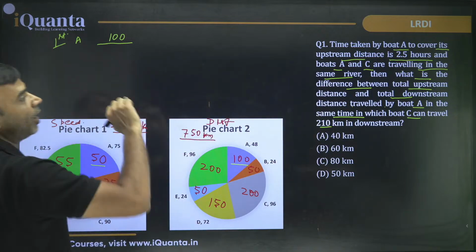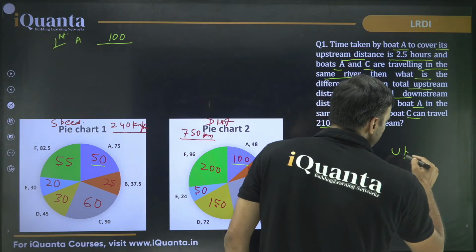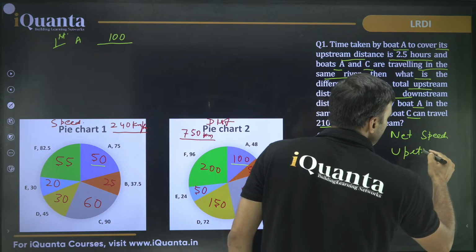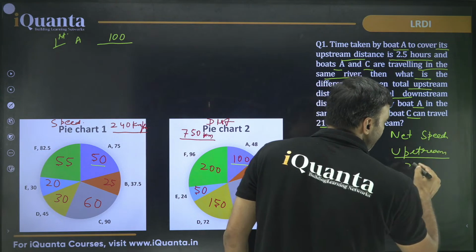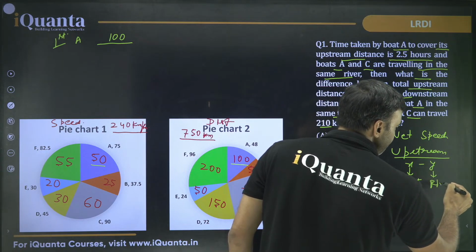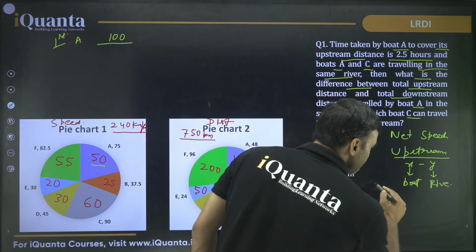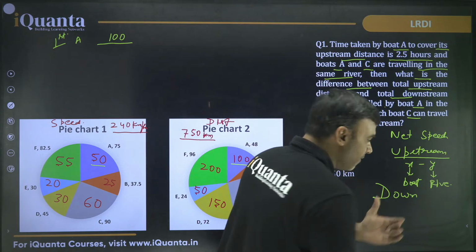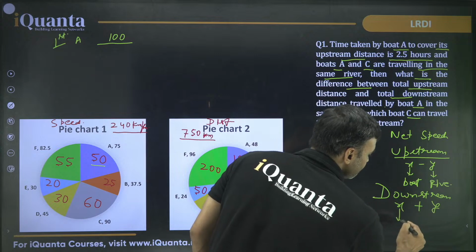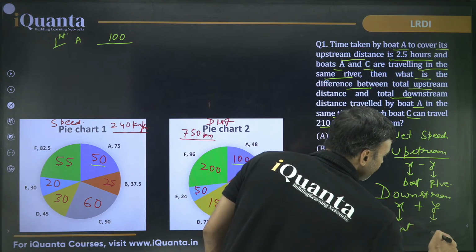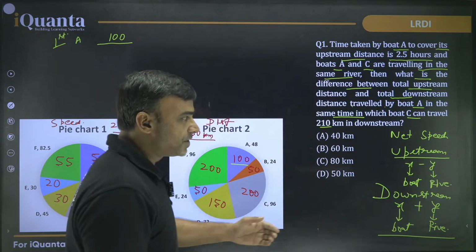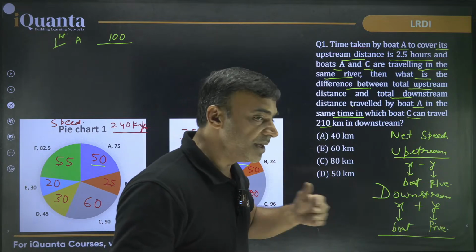So 100 divided by, now how do you calculate net speed in case of upstream? x minus y, where x is the speed of boat and y is the speed of river. If you don't know this, just write it down. Downstream case होगा, मतलब downstream means with the river. So for downstream, net speed is x plus y. Is it clear? Net speed is important. In case of upstream, the river is opposing. In case of downstream, the river is helping.